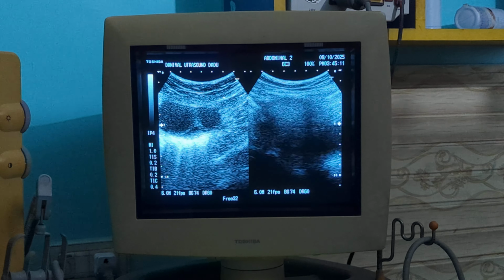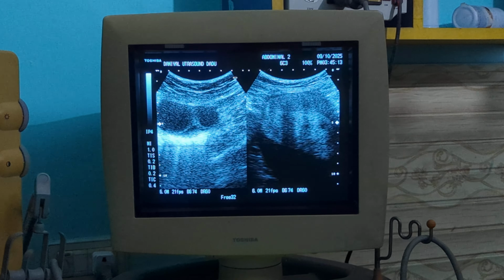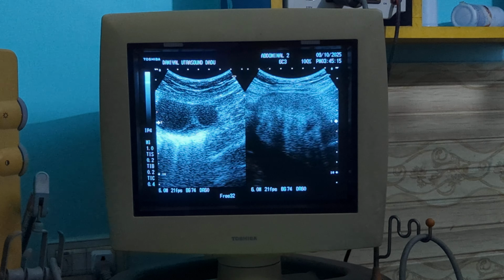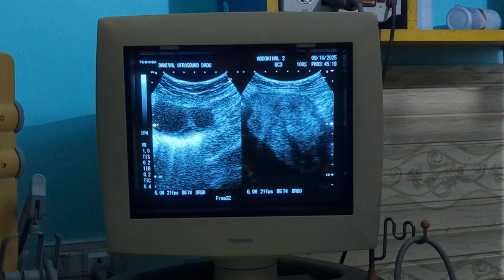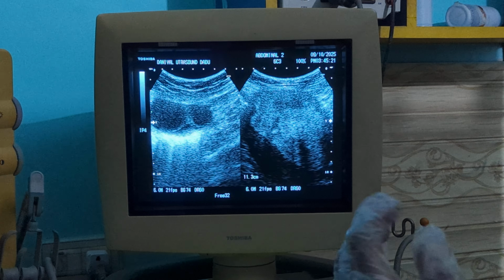This kind of mass usually turns out to be a CA, carcinoma. So the patient has to undergo further investigations. Let us see what comes out.